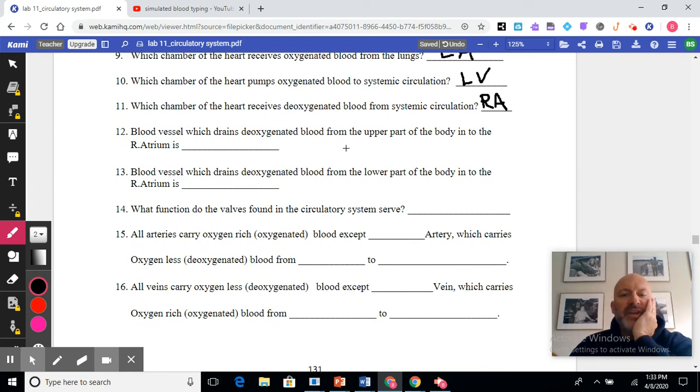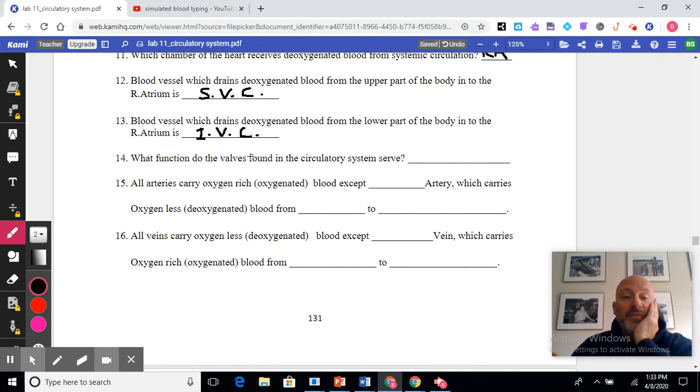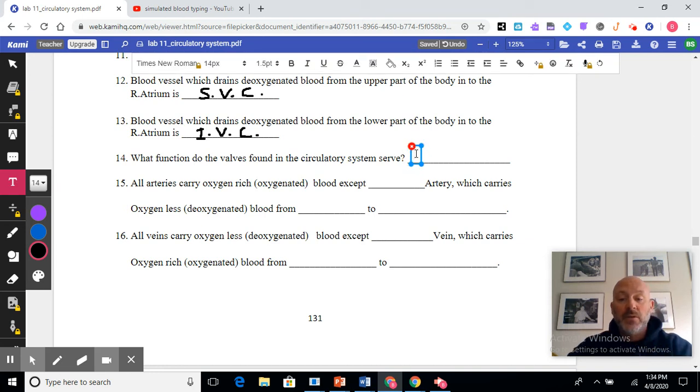Which blood vessel drains deoxygenated blood from the upper body parts? It sounds like the superior vena cava. And the blood vessel that drains deoxygenated blood from the lower body? Well, this sounds like the inferior vena cava. I'm going to abbreviate. What function do valves have? If I had $1 for every time we said this: prevent backflow of blood.